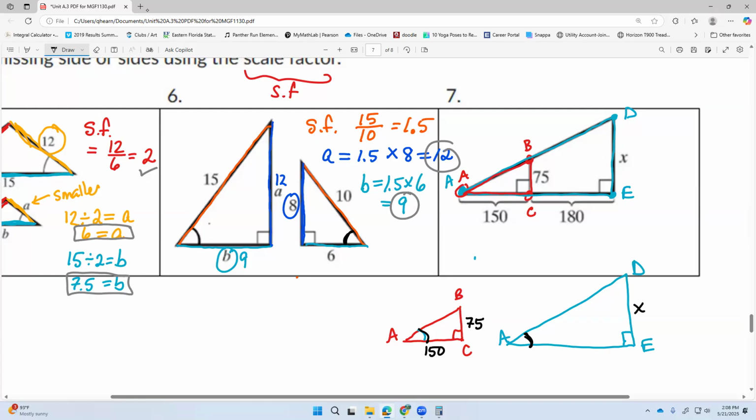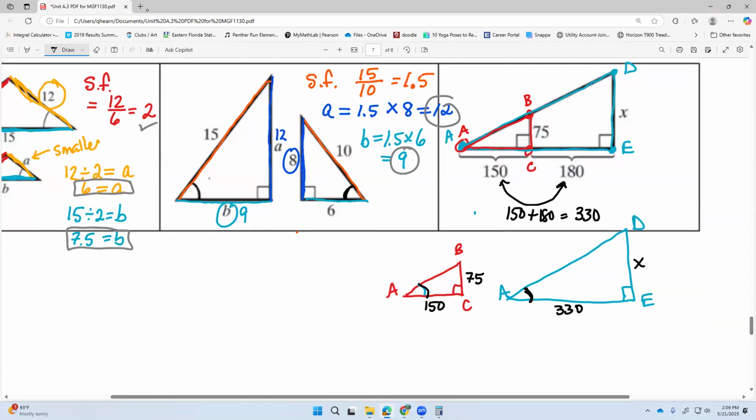And then what about this? Do you remember how to deal with the length of the side AE? So if you said we need to add 150 and 180, you're right. What is 150 plus 180? That's a total of 330. So the side AE has a length of 330.